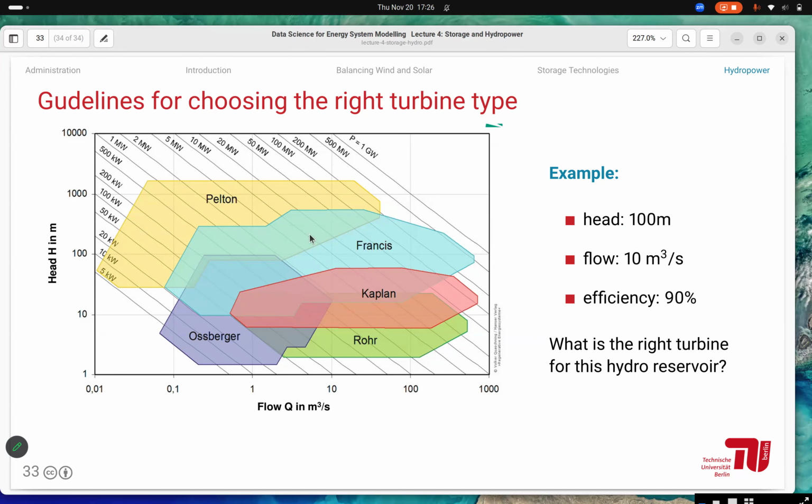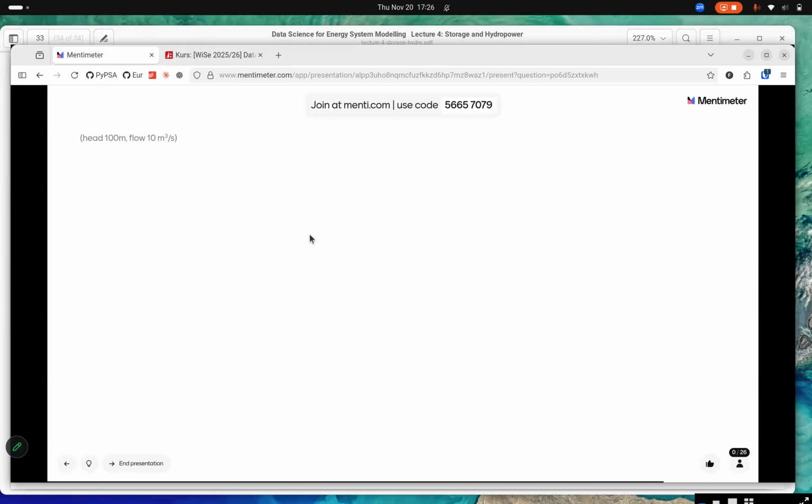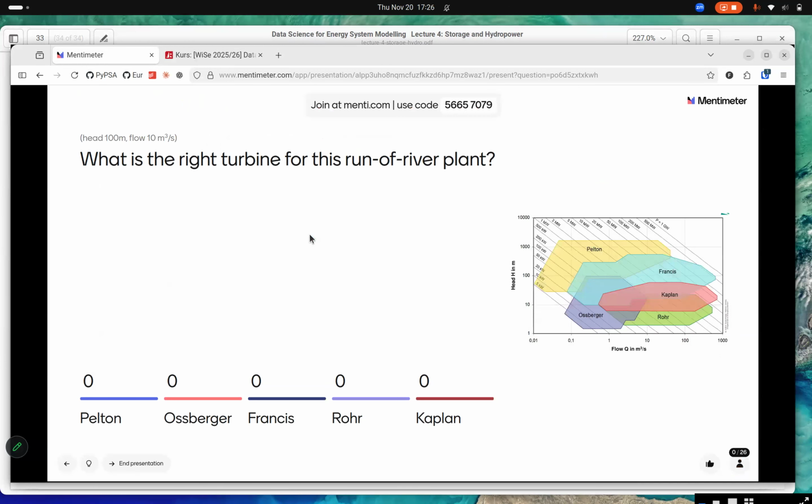So we can go through one example to wrap up this lecture, which I don't know if this is large enough, but I think for the example it should be. Which of these turbines would you choose for this run-of-river plant if you have a head of 100 meters and a flow of 10 cubic meters per second?